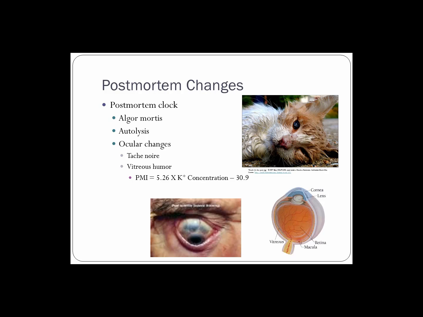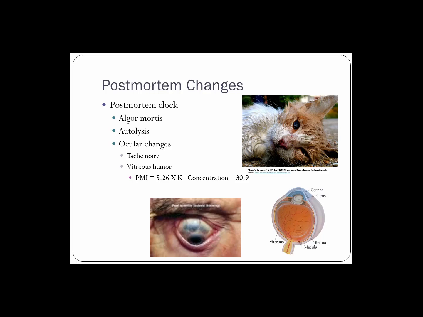The vitreous humor is more isolated than other structures. It's your eyeball, right? It's more isolated than other structures in the body, and it's more resistant to bacterial degradation from decomposition, just because of all of those protective enzymes in your tears, your lysozymes, all that sort of stuff in your eyes. Therefore, it's a relatively stable little package of potassium.